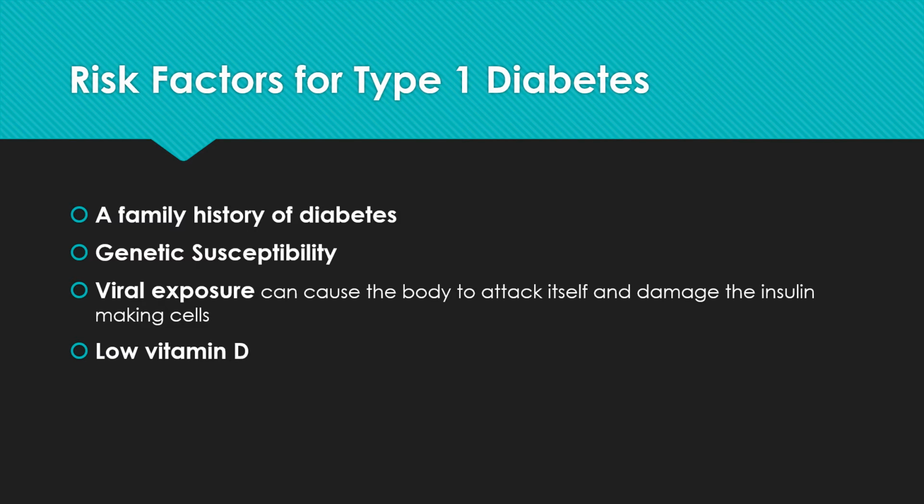A viral exposure is one of the many common things that starts the type 1 diabetes, especially if somebody is genetically susceptible to it. So when a virus enters the body, the virus or the immune cells that are trying to attack the virus attack the pancreas, which damages it, and then insulin is no longer produced. Low vitamin D has also been correlated or found to be common in diabetics with type 1 diabetes, but no real cause for this has been discovered.